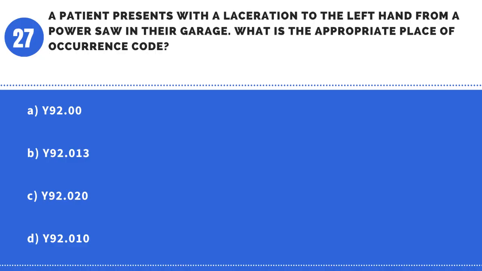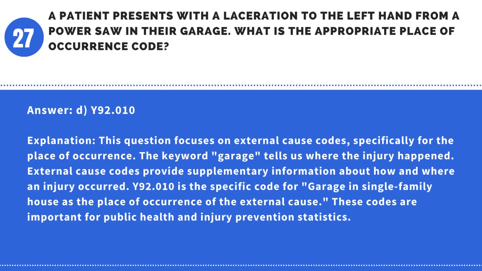Question 27. A patient presents with a laceration to the left hand from a power saw in their garage. What is the appropriate place of occurrence code? A. Y92.000. B. Y92.013. C. Y92.020. D. Y92.010. Answer, D.